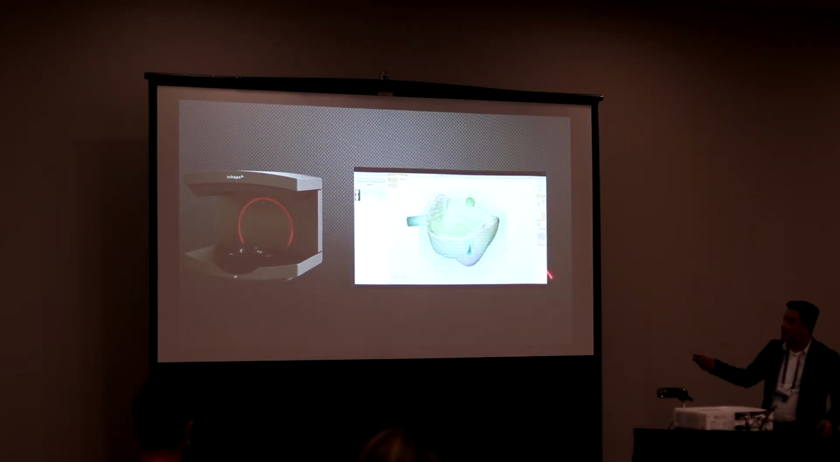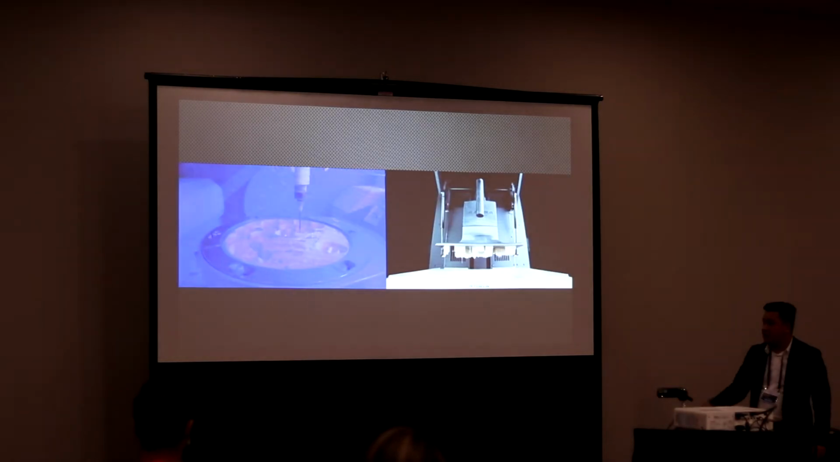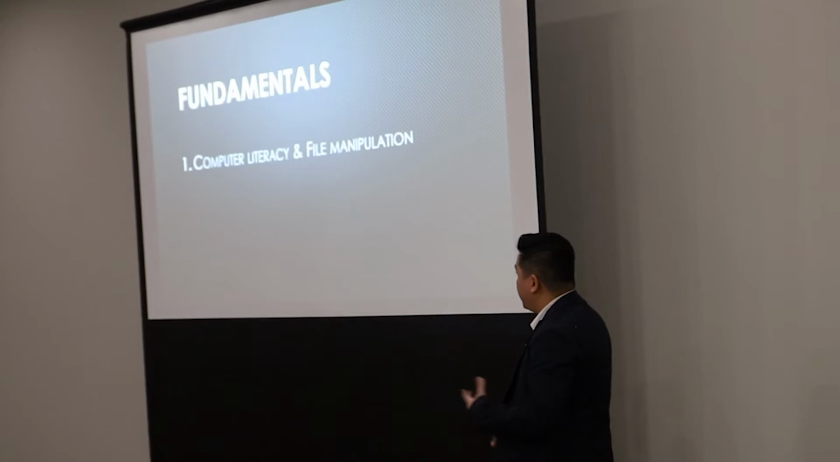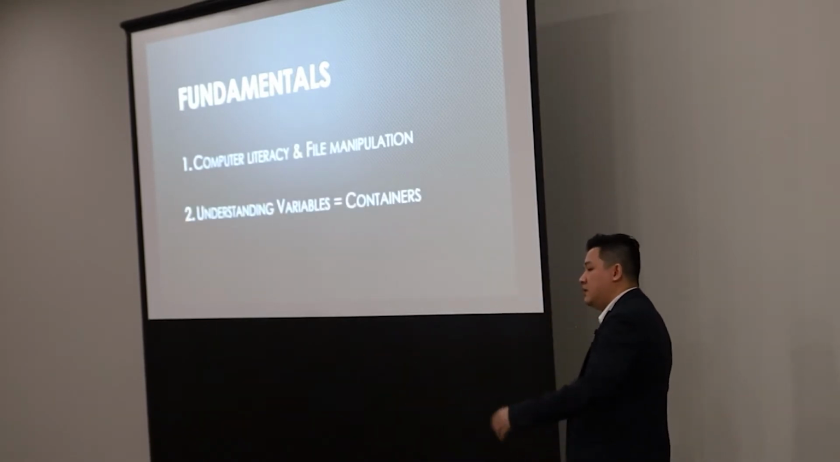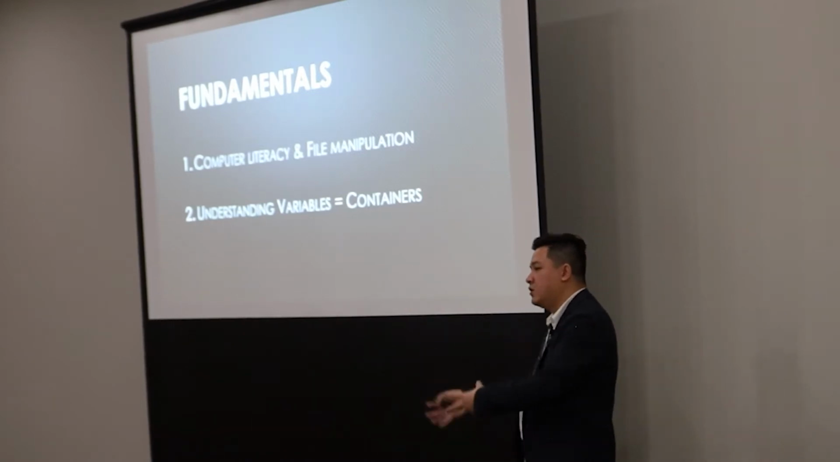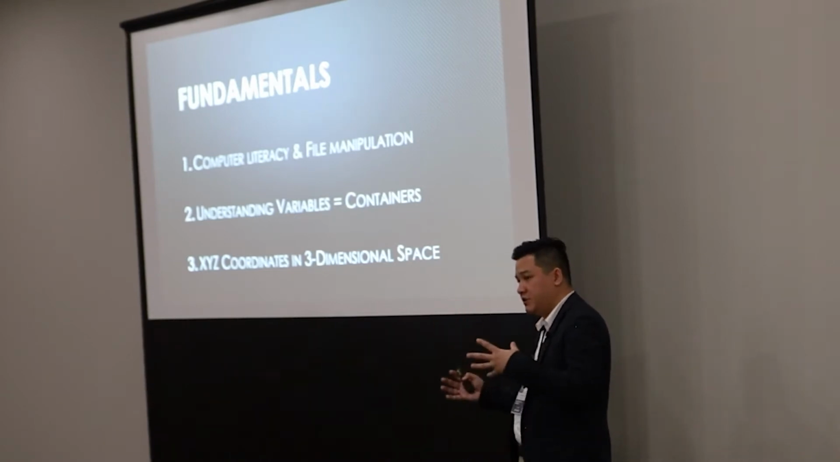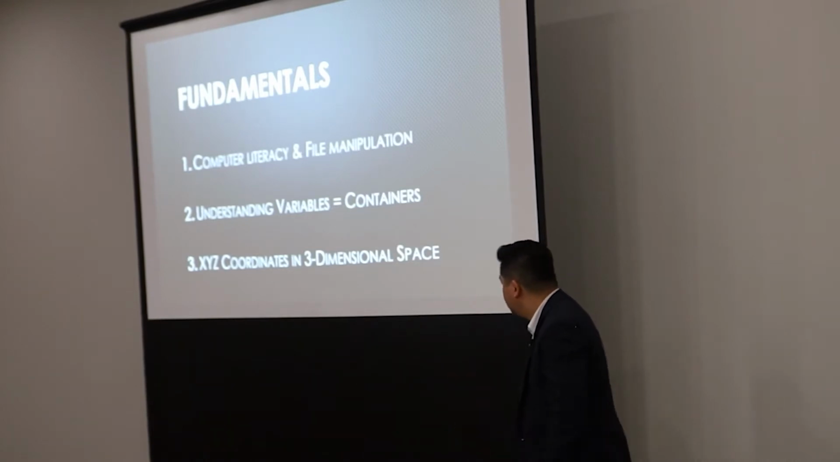So of course, you take that XYZ data, you feed it into CAM software, you can feed it into a 3D slicer. They analyze the geometry, and they spit out all these little numbers that allow you to press a button, mill something, or print something, and 20 minutes later, you have your object. So we have our prerequisites here: computer literacy, file manipulation, understanding the operating system, understanding variables, just containers that hold data, and understanding that XYZ coordinates in 3-dimensional space are all unique, and this is how we get our data out.